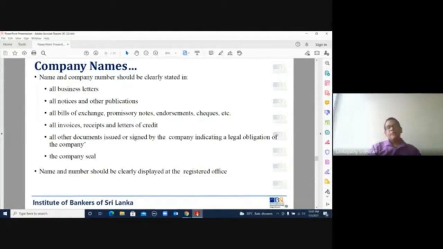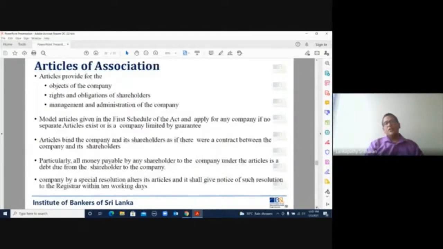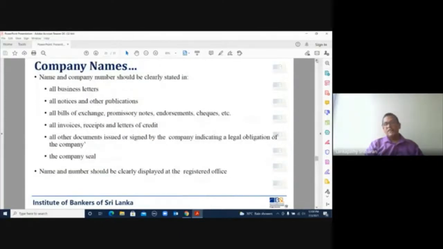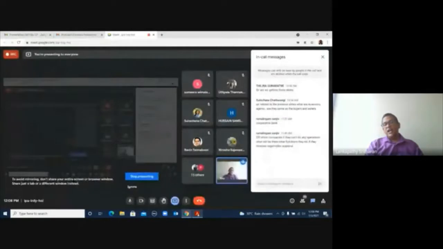The name and the number of the company should be clearly displayed at the registered office. They have to maintain the registered office and clearly display the company name and number. So before moving to the articles of association, if you have any questions, I can answer. Otherwise, I'll move into the articles of association section.